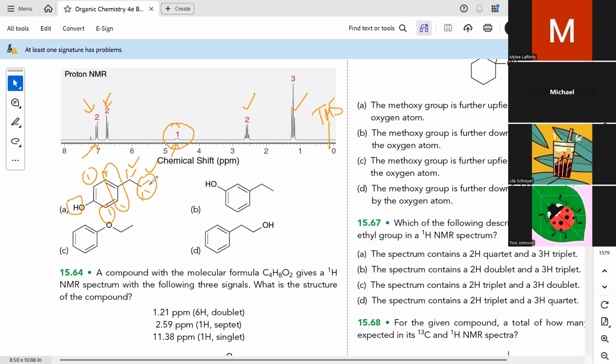But as a note, you should always look at the multiplicity, so the splitting pattern that tells you how many neighbors you have, and the integration before you consider the shift. The shift is usually a last resort when you're down to 2 compounds that could fit.